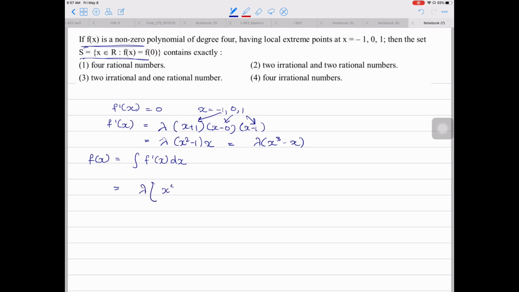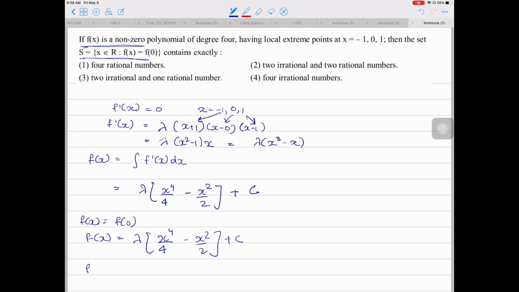It is lambda times (x to the 4 over 4 minus x squared over 2) plus the constant of integration c. Now we are given one information that f(x) equals f(0). So our f(x) equals lambda times (x to the 4 over 4 minus x squared over 2) plus c, and f(0), plugging in the value of 0 instead of x, we just get c.